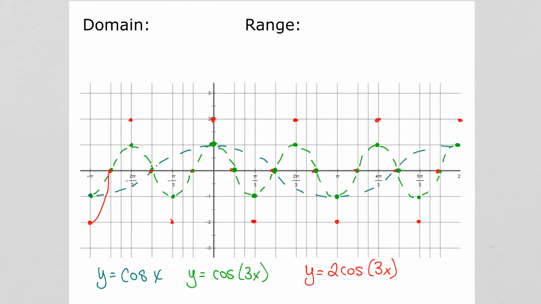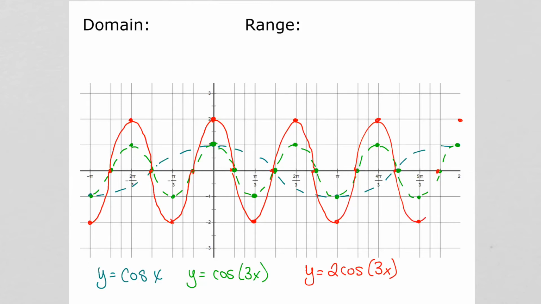And so here is our 2 cosine of 3x. And notice how I'm trying my best to curve these. So there we go. What's the domain? All real numbers. What's the range? We're going from negative 2 up to 2. And it's including those. So there we go.